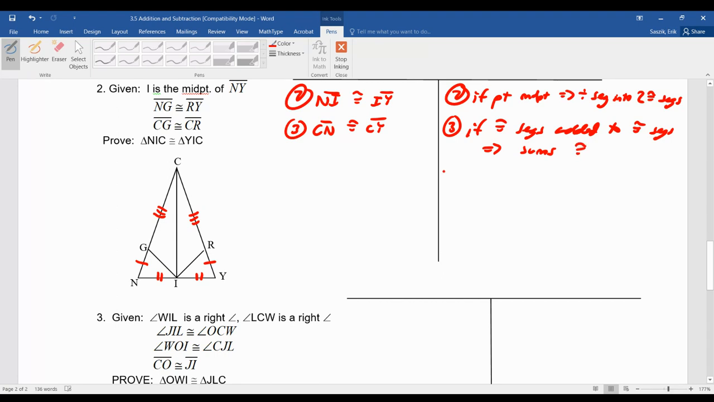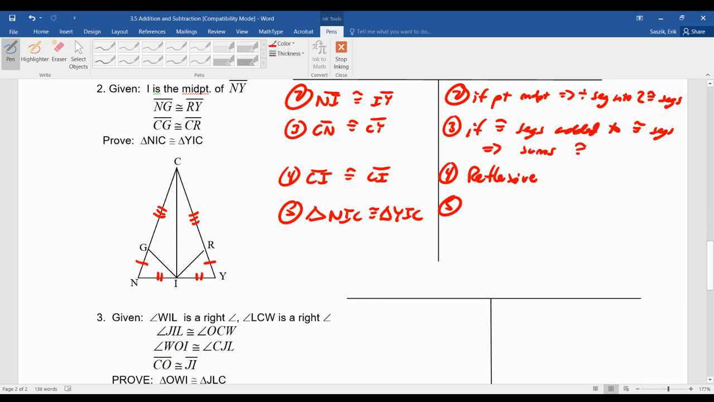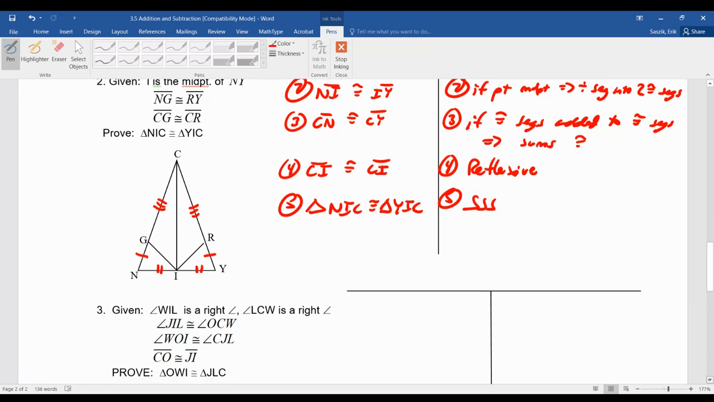Okay? Now we're almost there. Remember, we have to say that CI, that thing in the middle, that's in both triangles. It's congruent to itself, duh, of course. That's the reflexive property, but we still have to write that down. And now we have a 5-step proof. Triangle NIC congruent to triangle YIC, and this is by SSS.